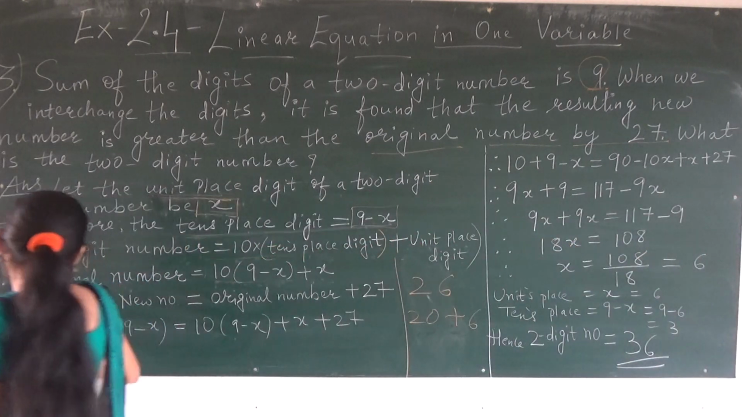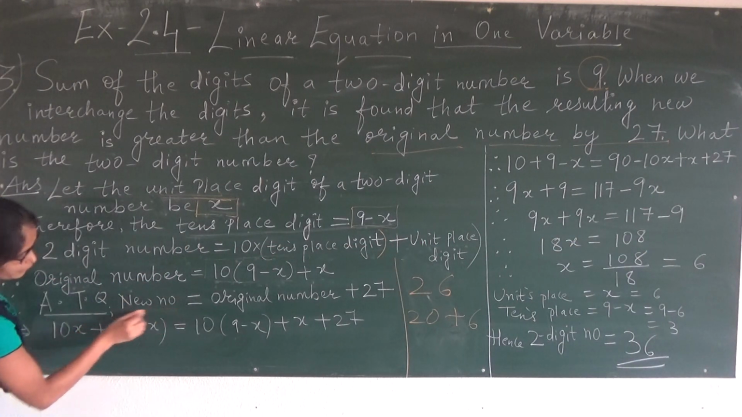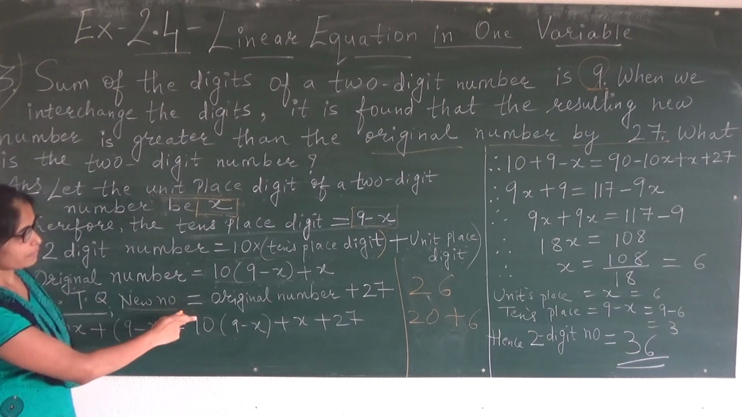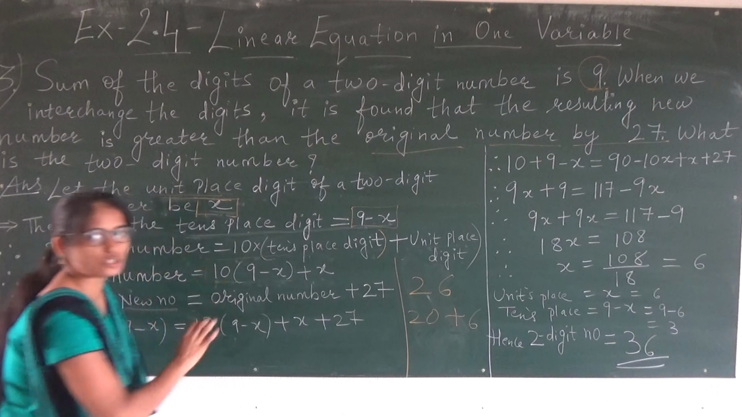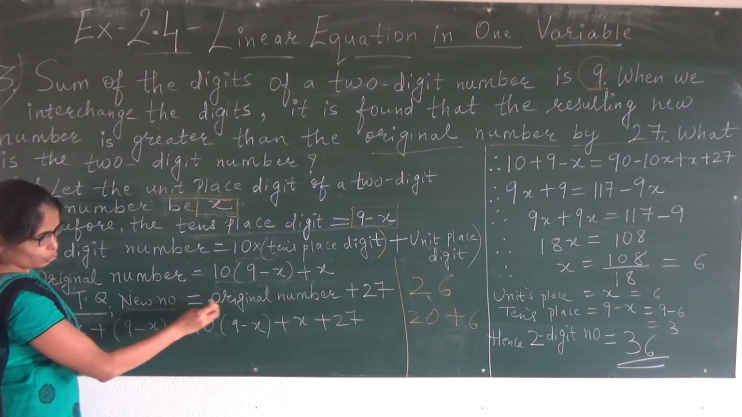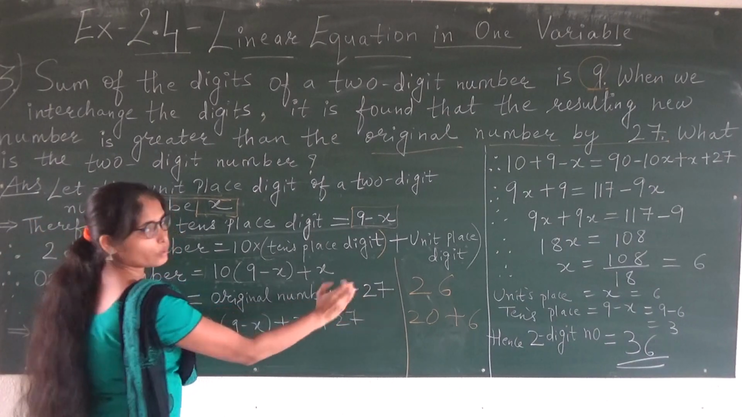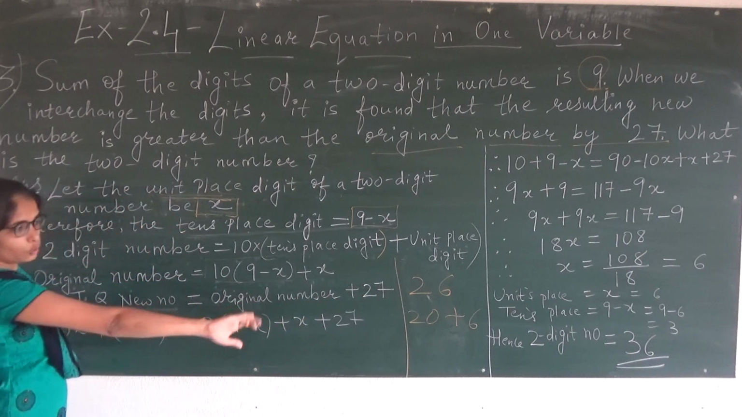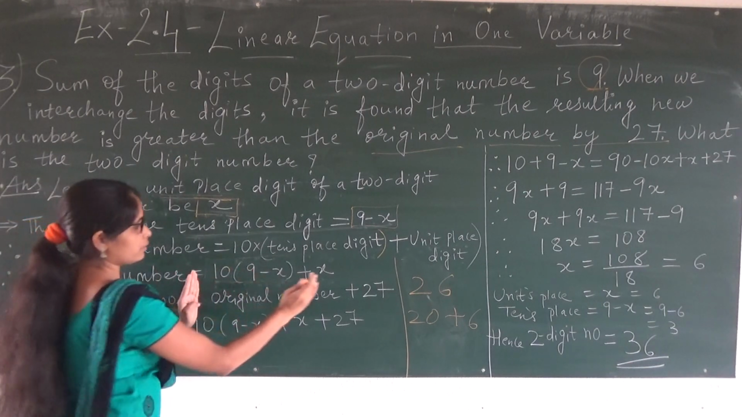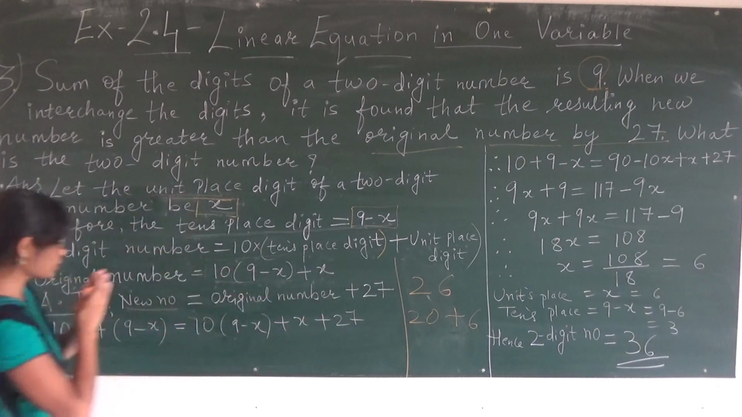So write down, according to the question, new number is equal to 27 more than the original number. So this way we will get our equation. New number equals original number plus 27. 27 ज़्यादा है, original number से 27 greater. So जो भी हमारा new number है, that will be 27 greater than original number.